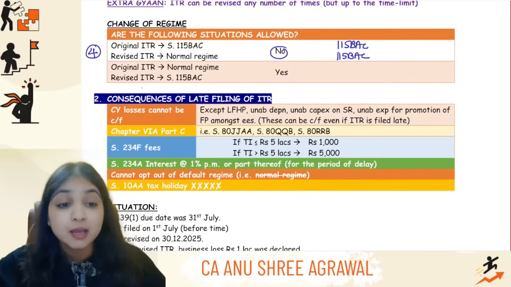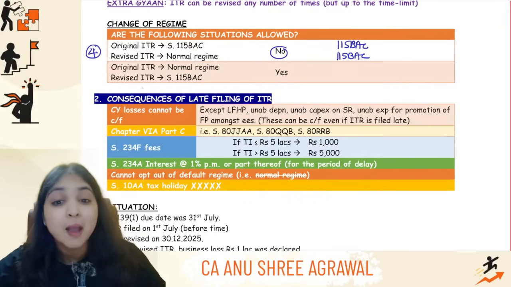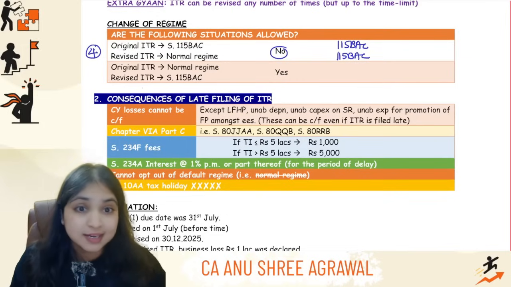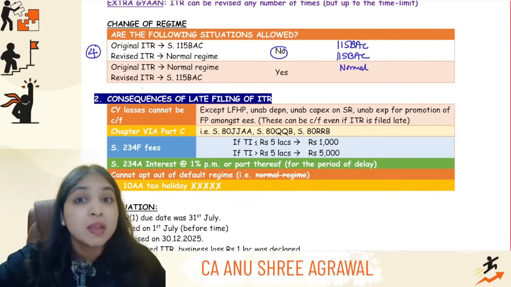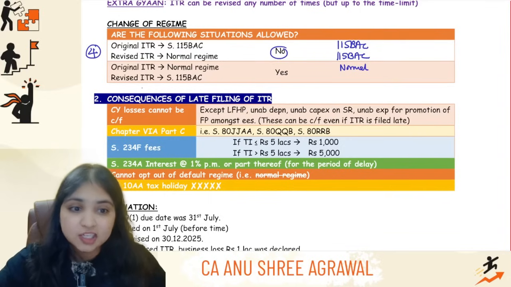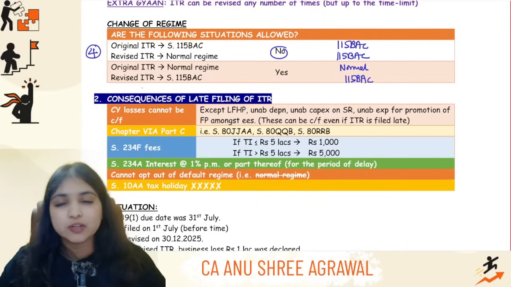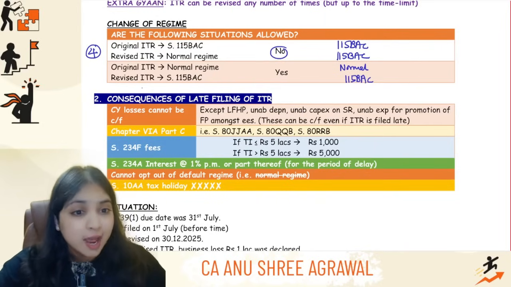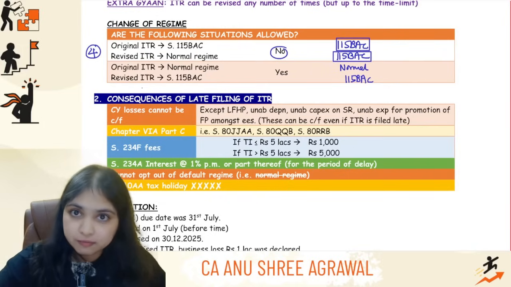But if my original ITR was as per the normal regime, my revised ITR can be as per the default regime. It is allowed. Understanding? If my original ITR was as per the normal regime, in my revised ITR I can change the regime and I can say I will now follow 115 BAC. This is allowed because obviously the government wants more and more people to follow 115 BAC. So if your original ITR was in 115 BAC, your revised ITR also has to be as per 115 BAC only.